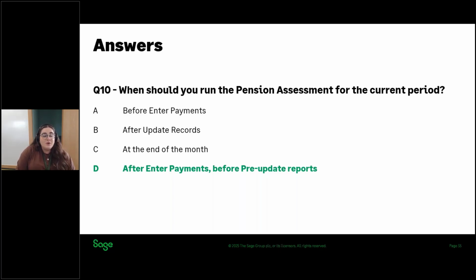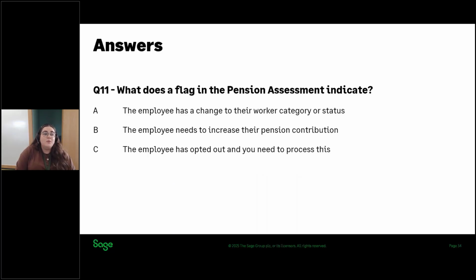So moving on to question number 11. This was, what does a flag in the pension assessment indicate? Let's see what you thought for this one too.